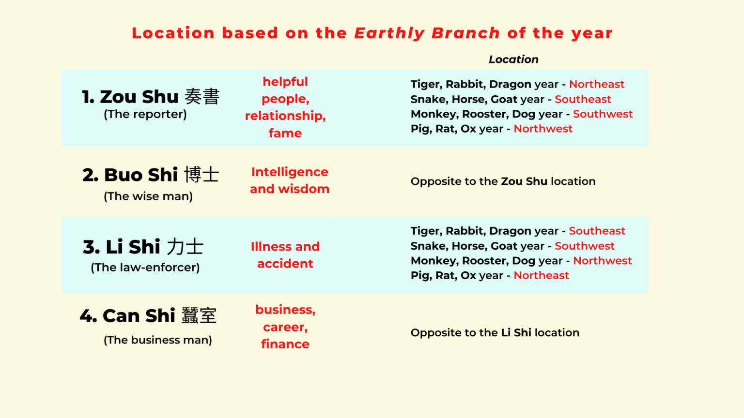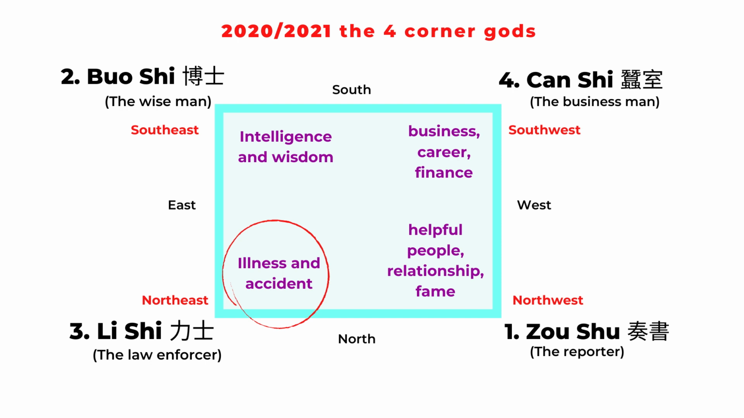And the last one is 禅士, the businessman. The 禅士 is always opposite to the 立士 location. So it's not difficult to figure out the locations. Now we look at the chart of 2020 and 2021. The year of the pig, rat, and ox will be the same chart.